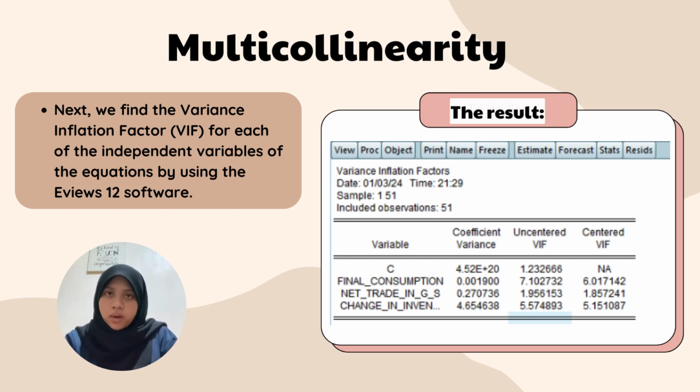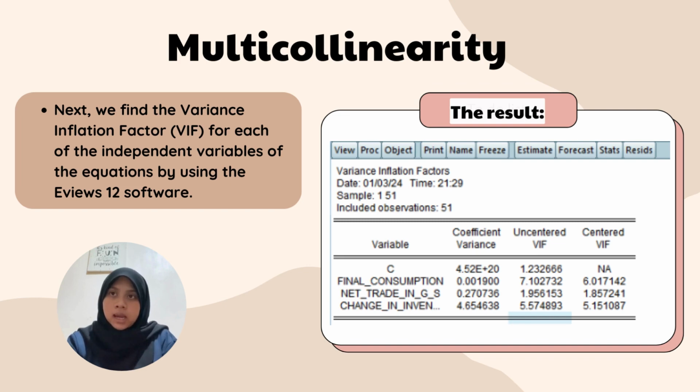the independent variables of the equation by using the EViews software. From the data shown on the slide, it shows the VIF value for each independent variable. As for final consumption, the variable has a value of 6.017 for VIF, suggesting that there is some moderate relation between final consumption and other independent variables. However, it is not extremely high, which indicates that final consumption is influenced by other variables to some extent.